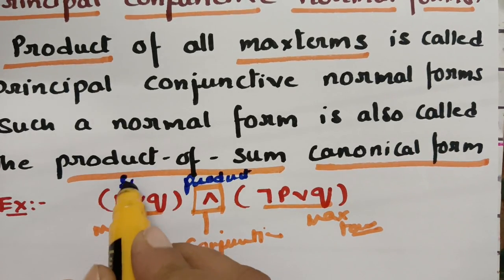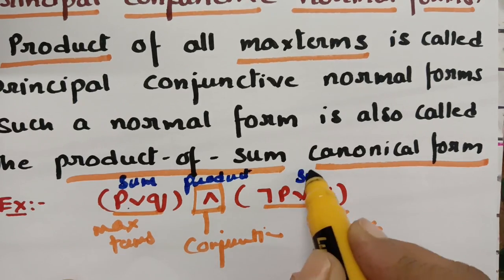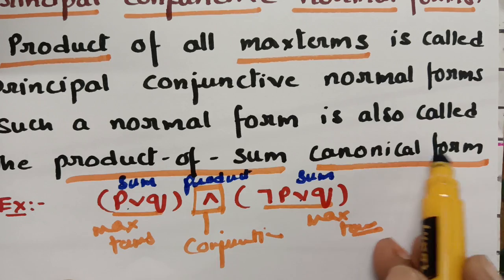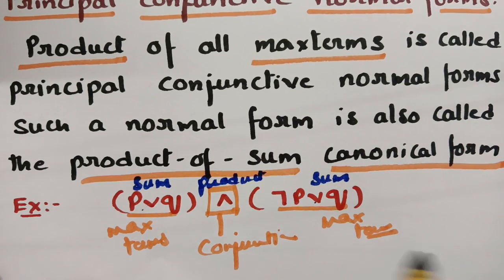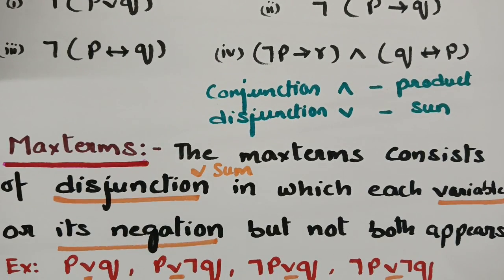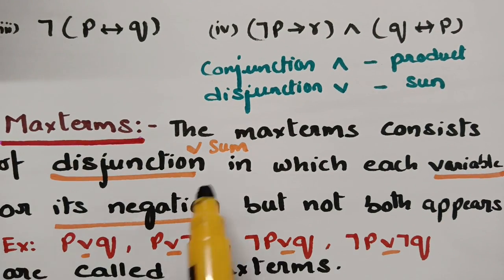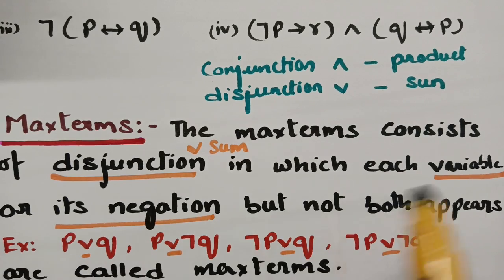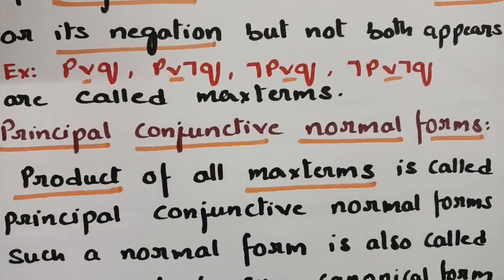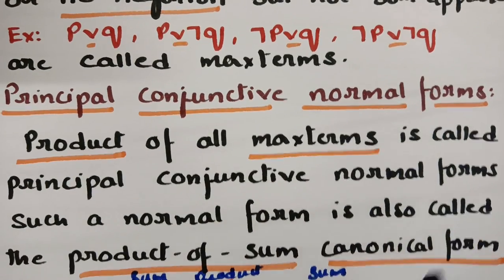And these two are the sum symbols. See, clear? These two are the sum. So what it is saying is the product of sums canonical form. This is otherwise called the product of sums canonical form. Clear? You got an idea on max terms. The max term is nothing but the sum between the variables and their negations. If you take the product of all these max terms, we'll be getting the principal conjunctive normal form.